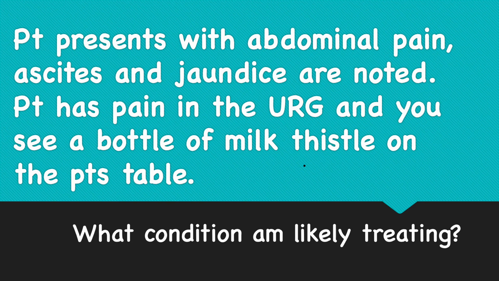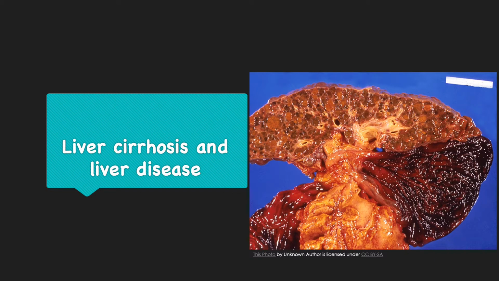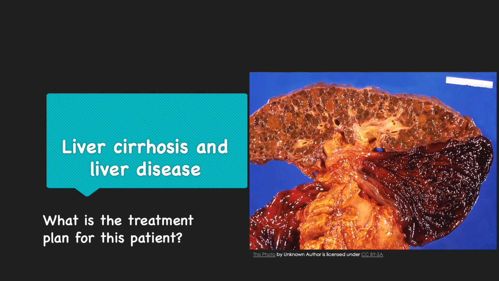So not everybody who takes milk thistle is an alcoholic trying to keep their liver working, but it's just one of those things that you could put in the back of your mind, and if you see some milk thistle, you can remember I taught you that. Likely this is liver cirrhosis or liver disease. We're obviously not going to cure the patient. So how would you treat this patient?